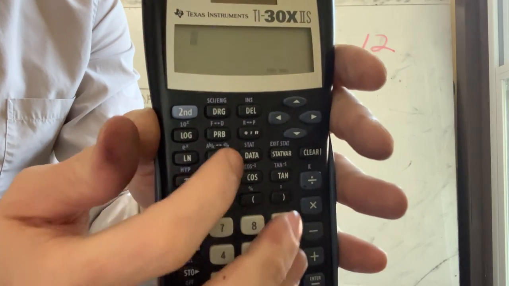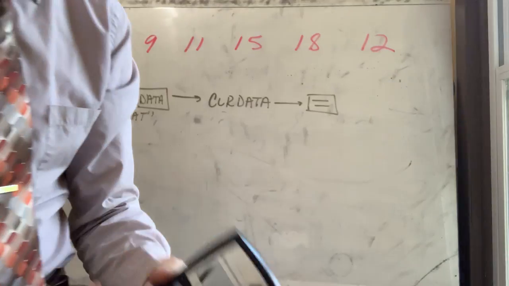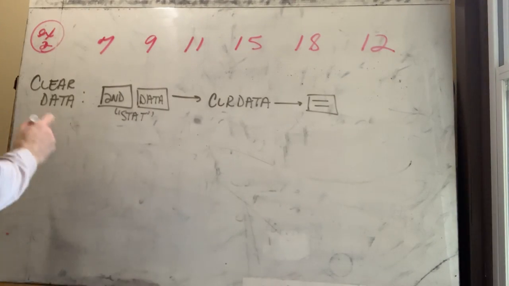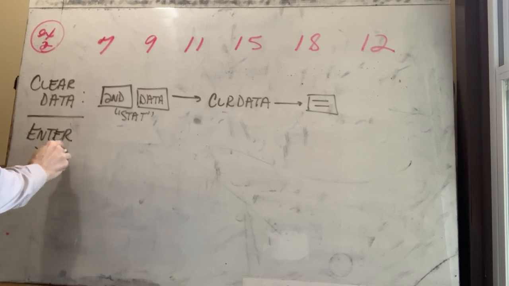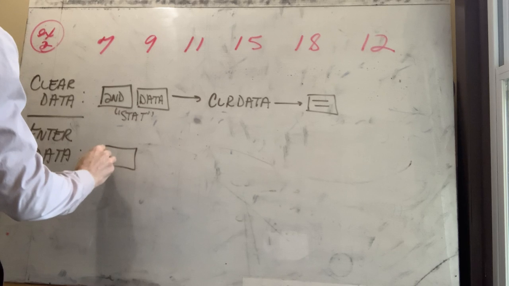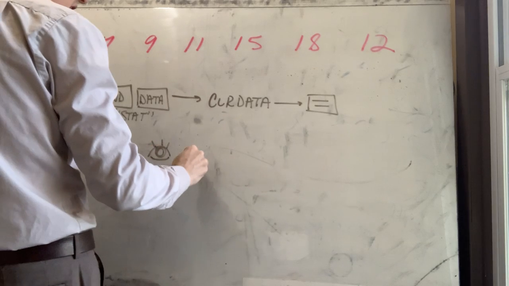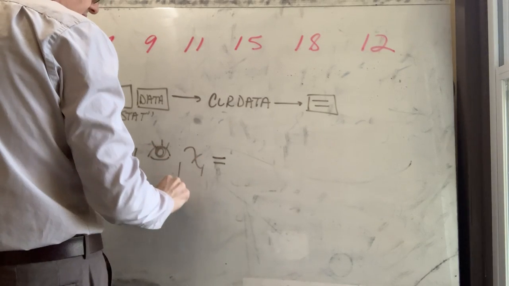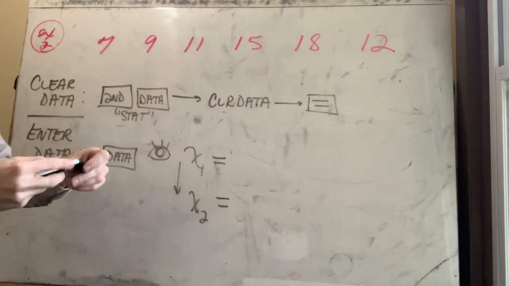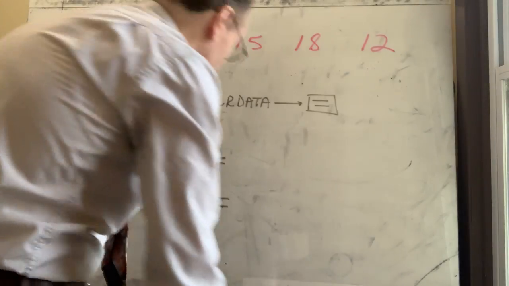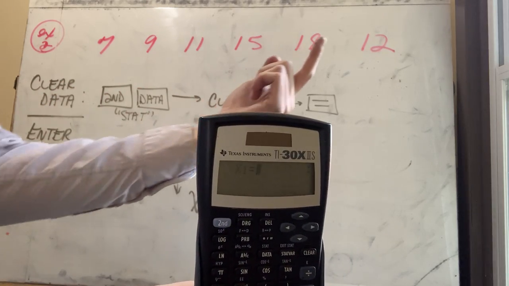Now what you're going to do is just automatically hit the data button, and you already have a blank place to enter X1. So you're just going to press the data button, and then what you're going to see is X1 and the blank space. You're going to have to keep scrolling down to enter these data values. So I'm going to basically enter 7, 9, 11, 15, 18, and 12.